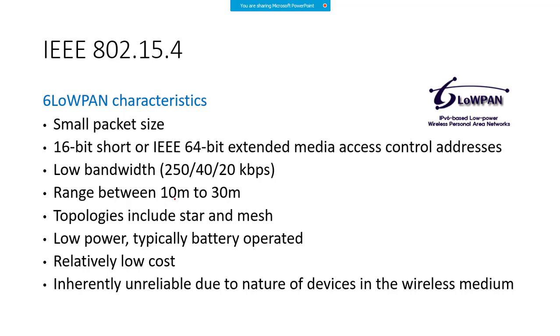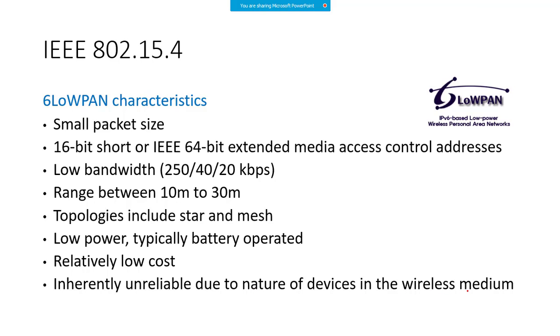What is the range? Its range is between 10 meters and 30 meters. Topologies include star and mesh. It supports both topologies, like Zigbee also supports the mesh topology. It's low power, typically battery operated, relatively low cost, and inherently unreliable due to the nature of devices in the wireless medium.